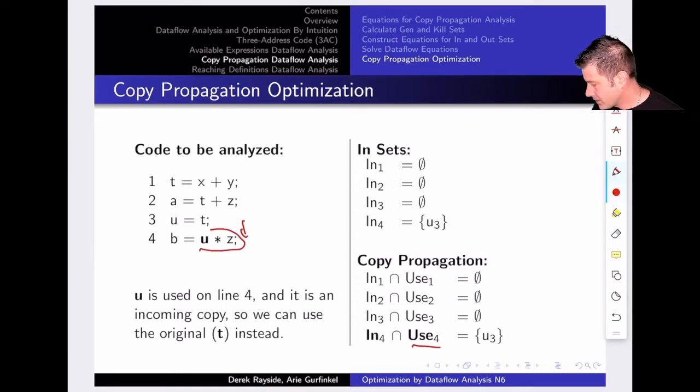What's used that for? What's used that for is u at line 3, which is from somewhere else. And we know that u at line 3 is an available copy at line 4. And so we can replace it by what it's a copy of. So we look it up in the program. It's a copy of t, and so we can replace it by t.